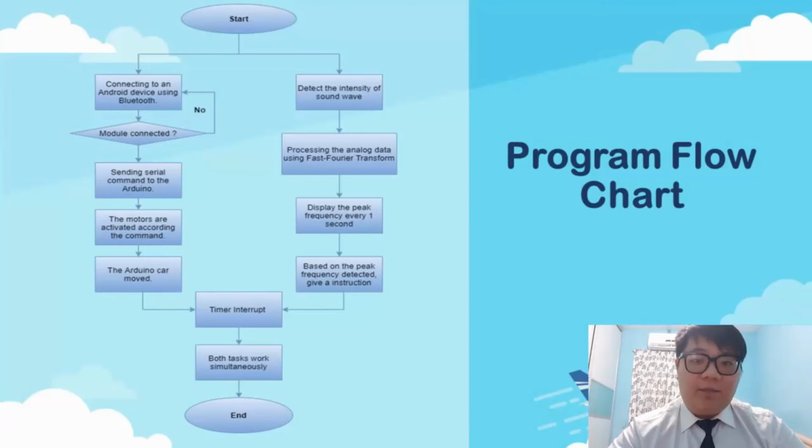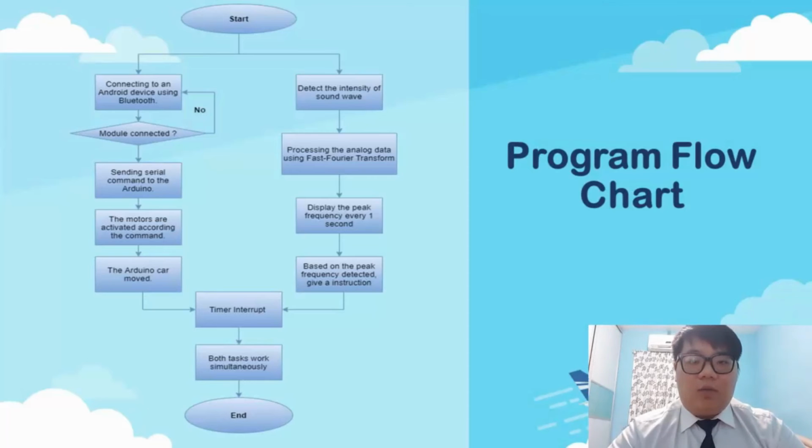I'm going to present the program for our system. First of all, let me show you the flowchart of our program. Basically, our program can be divided into two parts, which are sound detection and movement control. Since we need them to work simultaneously, we add a timer interrupt function in our program.